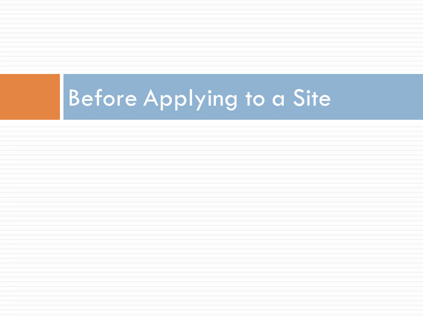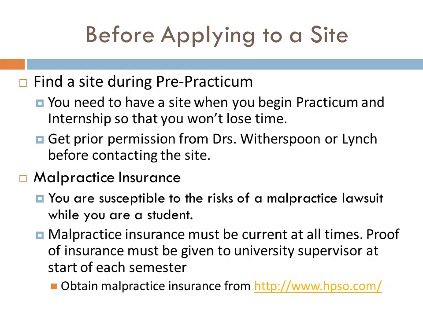Now we'll discuss things that you need to do before you apply for your site. You need to have your practicum site before you actually start practicum. And so now is a good time, while you're in pre-practicum, to start looking for those sites. However, before you start to look and contact sites, make sure you receive prior permission from Dr. Witherspoon if you're in clinical mental health, or Dr. Lynch if you're in school counseling. Also, you can only start to see clients once you are in practicum. You cannot commit to seeing clients while you're in pre-practicum.